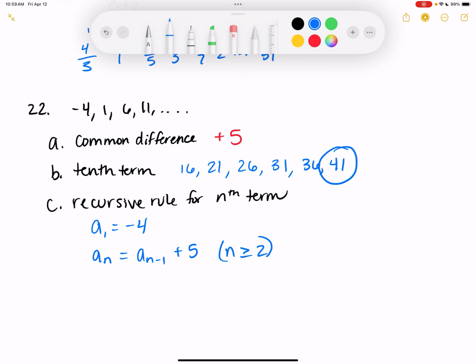Oh, here's then an explicit rule for the nth term.